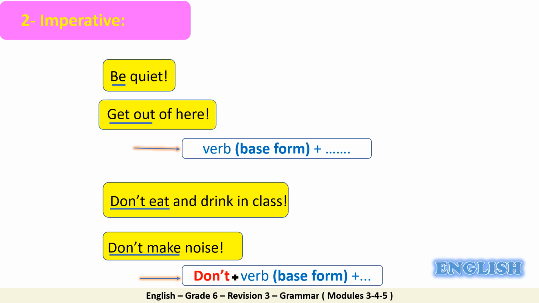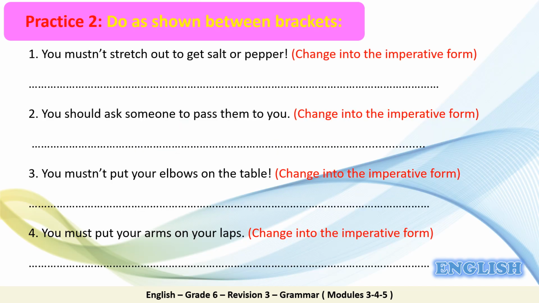Now it's time for practice. Do as shown between brackets. Sentence number 1. You mustn't stretch out to get salt or pepper. Here, between brackets, we have change into the imperative form. And in all the sentences, we are going to change into the imperative. Let's do number 1 as an example together.